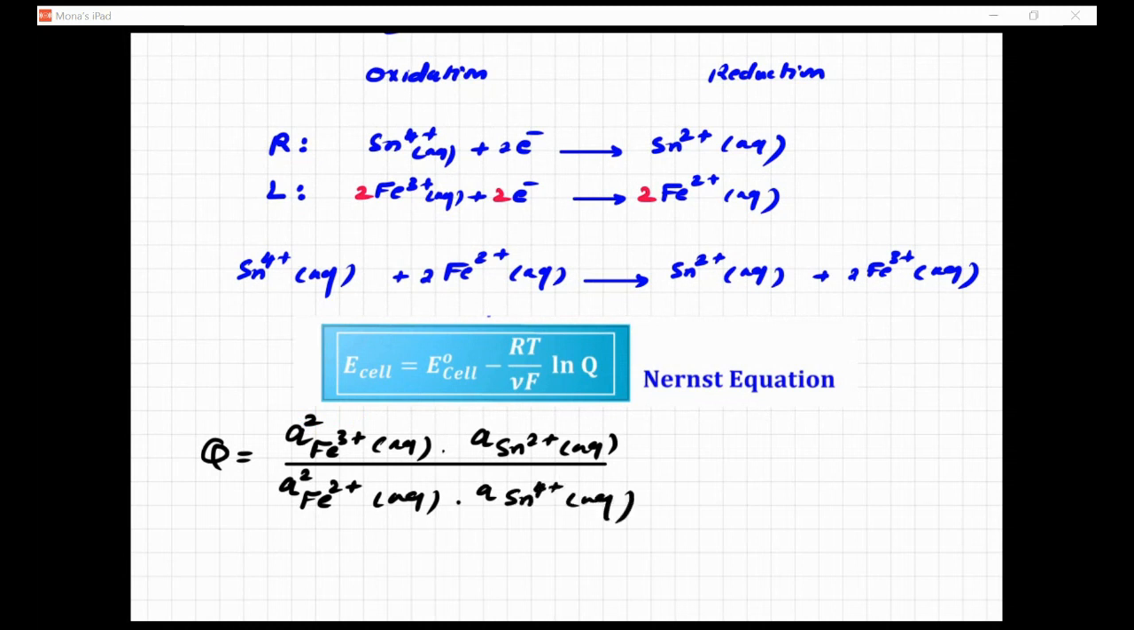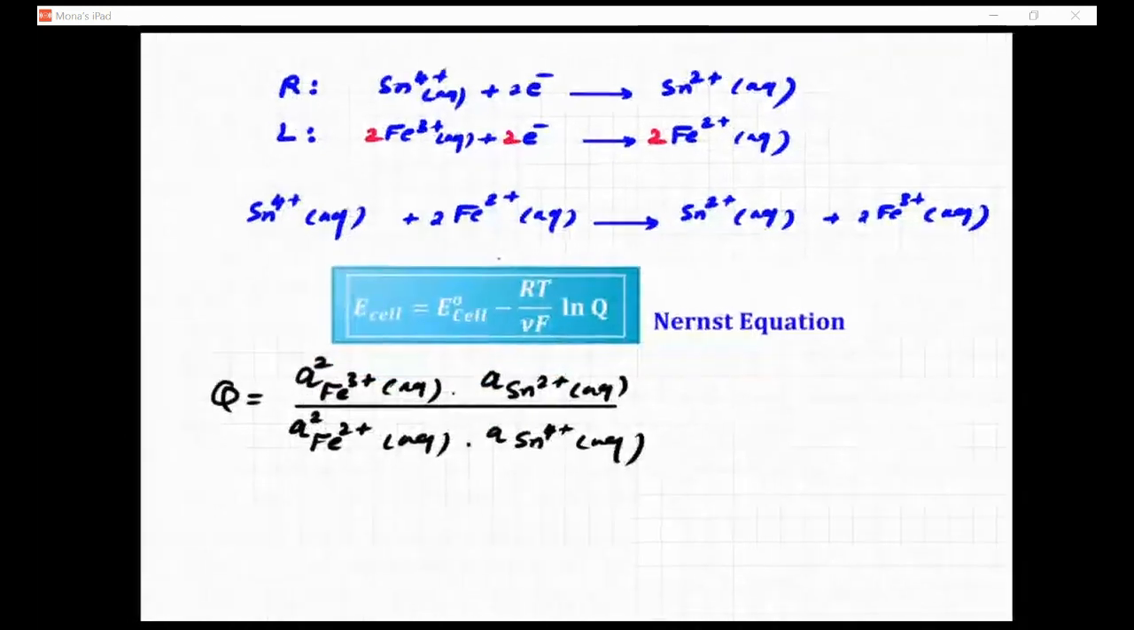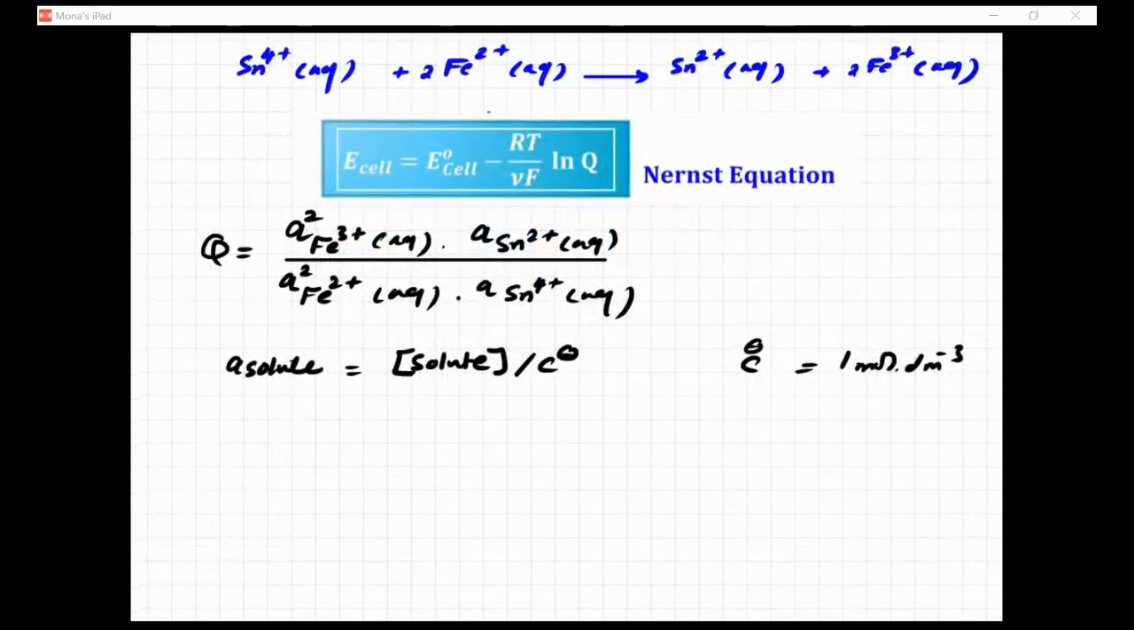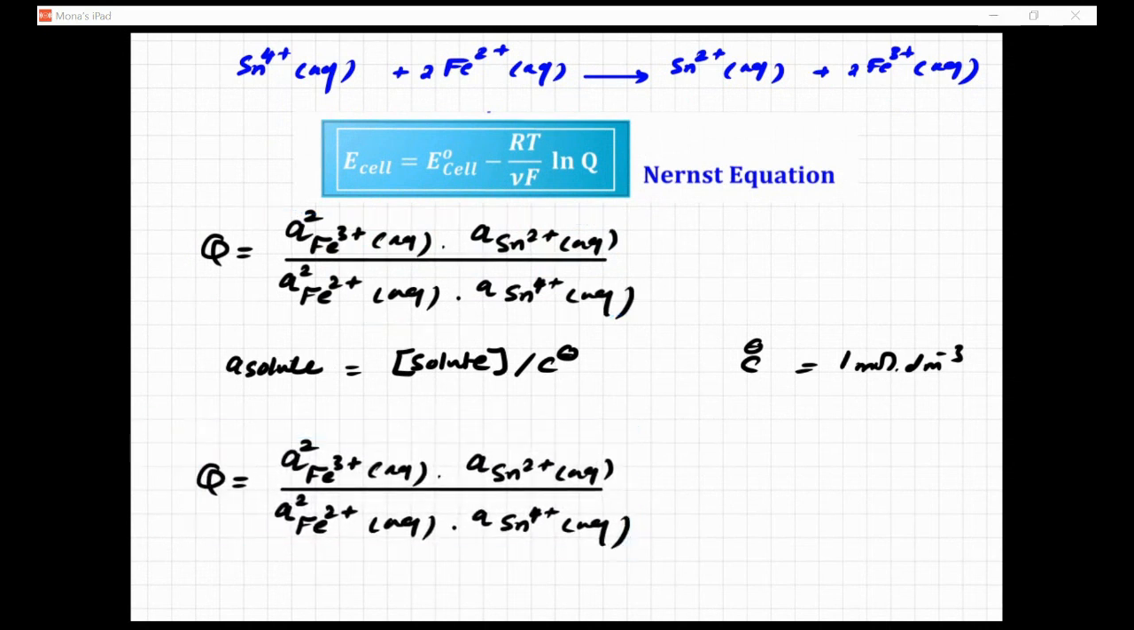All are aqueous solutions. Now when we talk about the activity of a solute, it is equal to the concentration of the solute divided by the standard concentration, and the standard concentration is equal to 1 mole per decimeter cubed. So this is what we have for the solute. It means that the quotient that I have here should be all replaced by concentration. This one should be concentration, right?